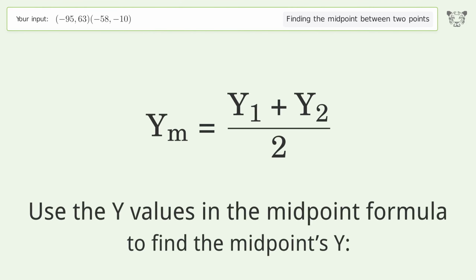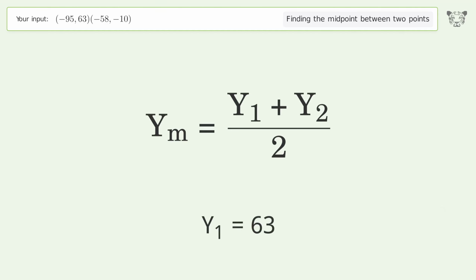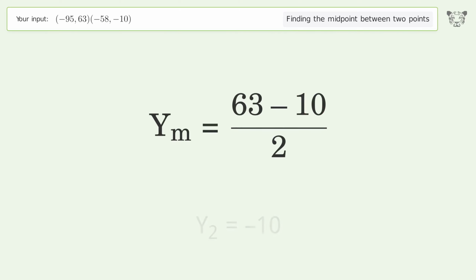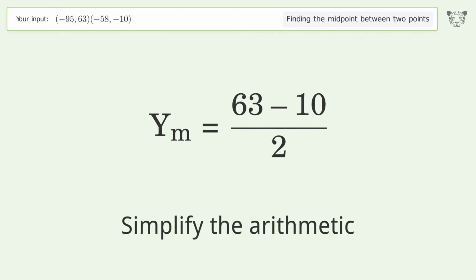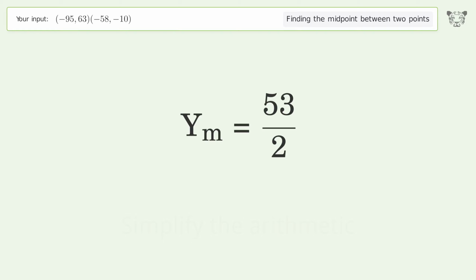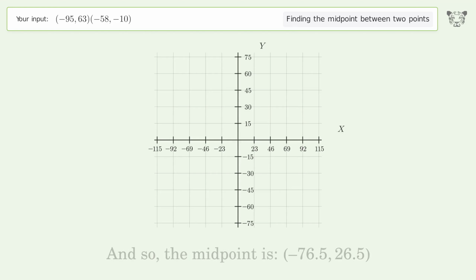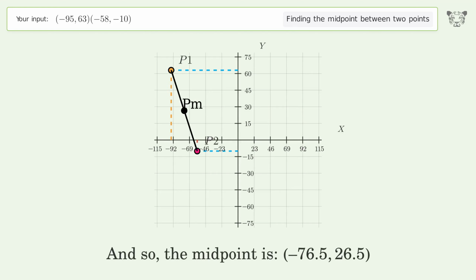Use the y values in the midpoint formula to find the midpoint's y. y1 equals 63. y2 equals negative 10. Simplify the arithmetic. And so, the midpoint is negative 76.5, 26.5.